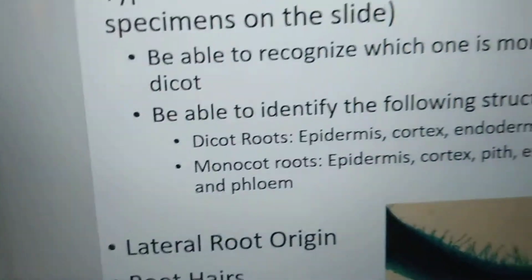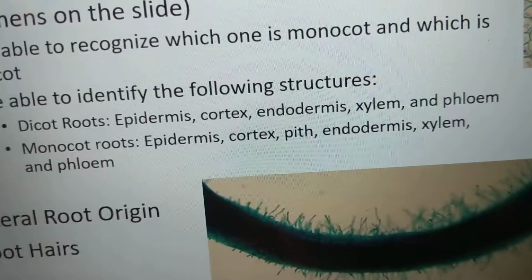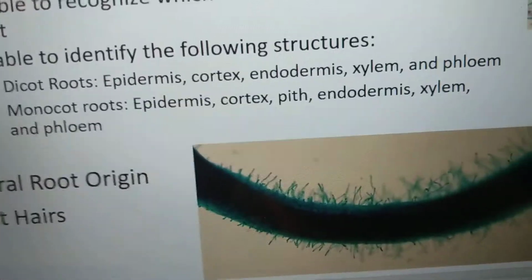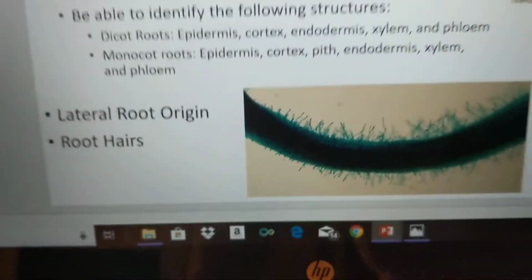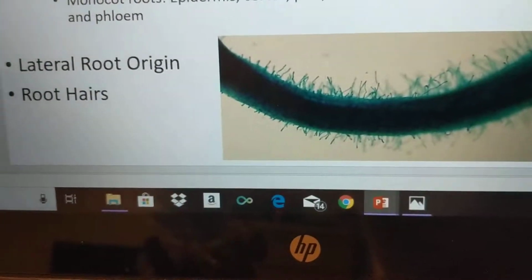So yeah, it says right here, be able to identify the following structures: dicot roots: epidermis, cortex, endodermis, xylem, and phloem. Monocot roots: epidermis, cortex, pith, endodermis, xylem, and phloem. Alright.